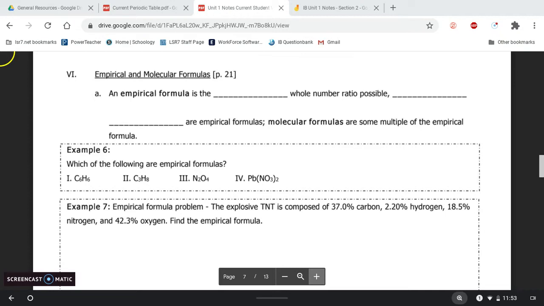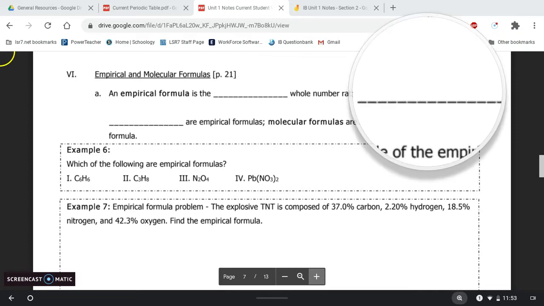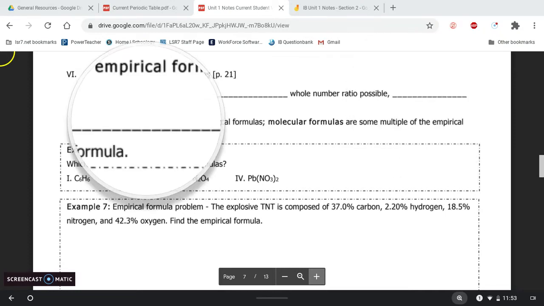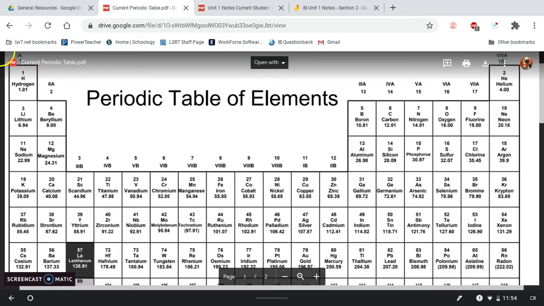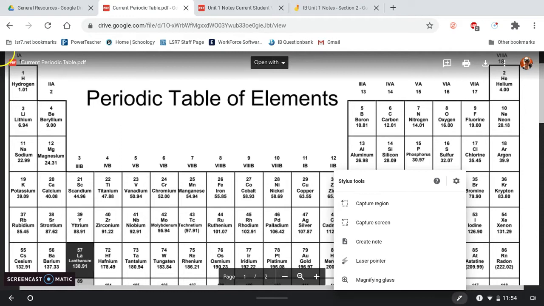And then the next 2 blanks say the empirical formula is the lowest whole number ratio possible. And then here it's ionic and then compounds. Ionic compounds are empirical formulas. So what the heck is an ionic compound? Well, ionic compounds are anything that uses a metal. A metal and a non-metal are going to make those ionic compounds.